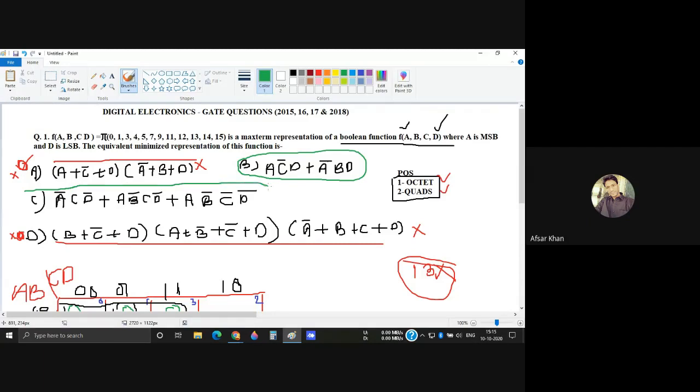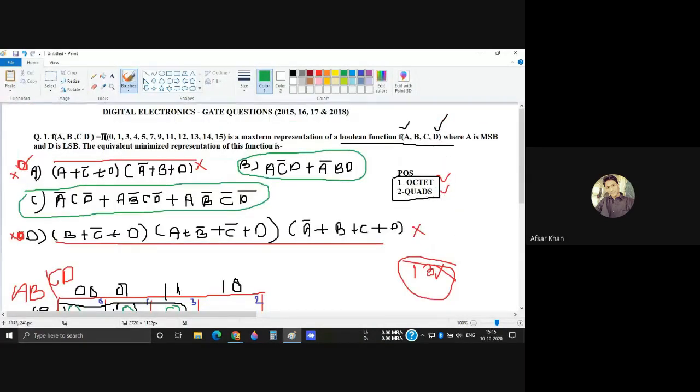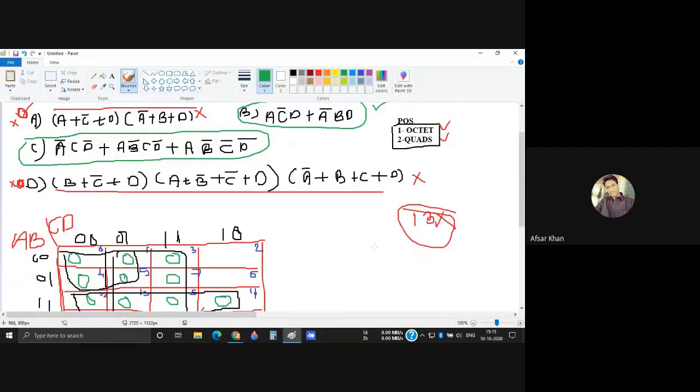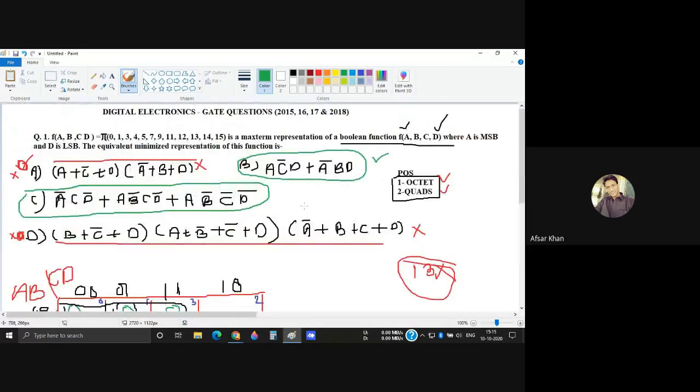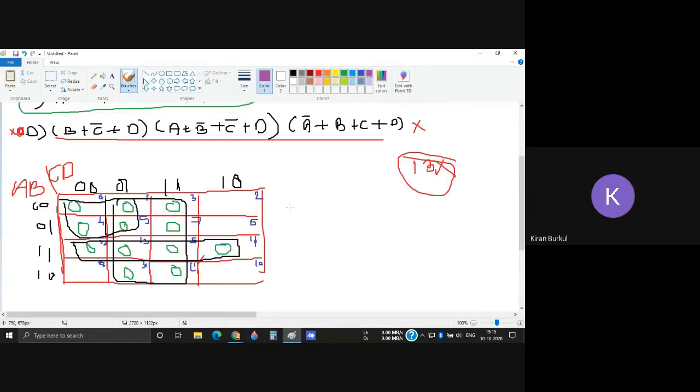Option C, because here our two options are discarded because we have got one octet, two chord. So one octet two chord does not represent the POS form in option A and B. So we have to look at SOP form. Now in SOP form, which terms are present? Max terms or min terms? In SOP form, min terms are present. So now we will solve it for SOP.